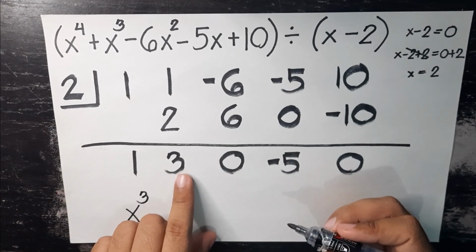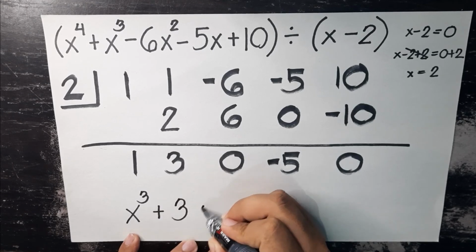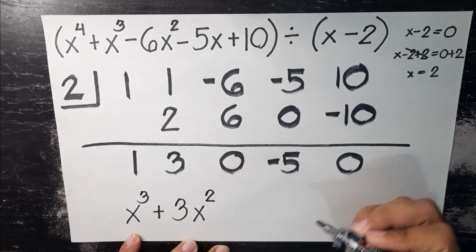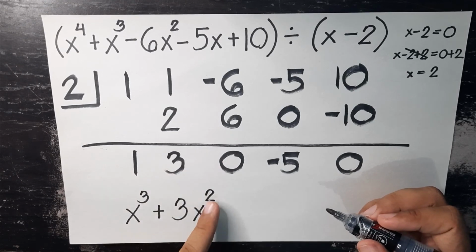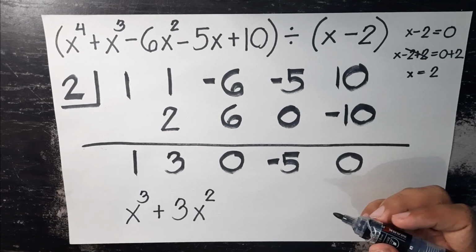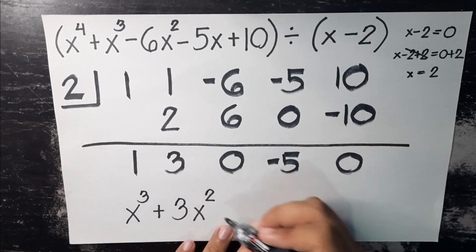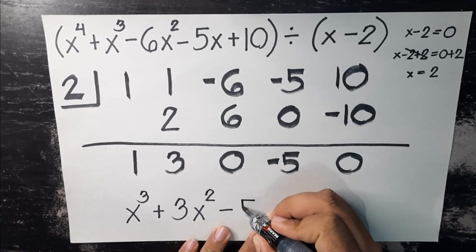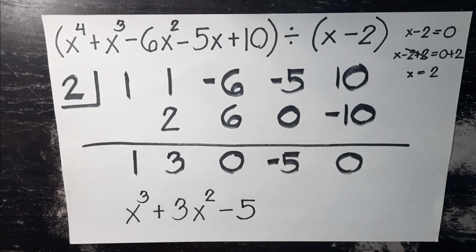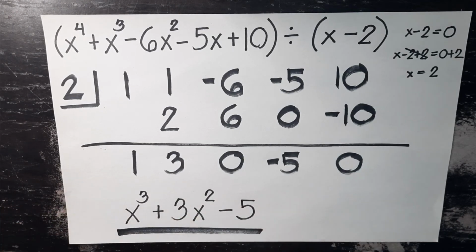Second degree is 3, so plus 3x squared. First degree is 0. Since it's already 0, there's no need to write it anymore. So we'll just proceed to the next one. Constant, minus 5. And since there's no remainder, this is our final answer. X cubed plus 3x squared minus 5.